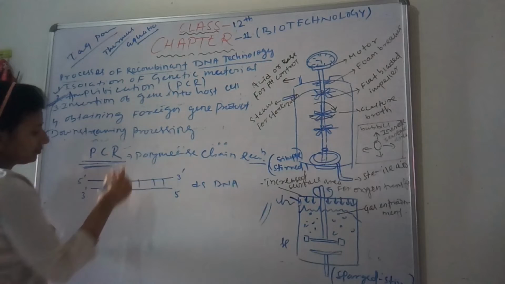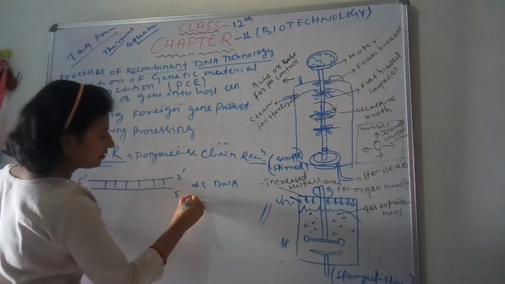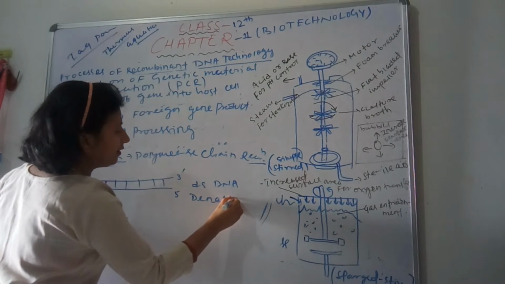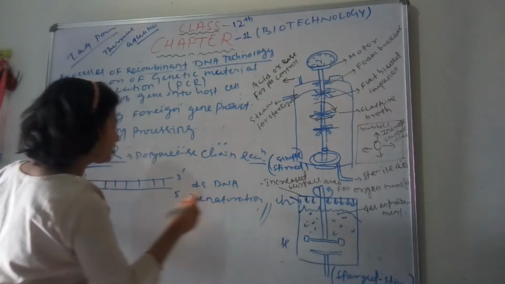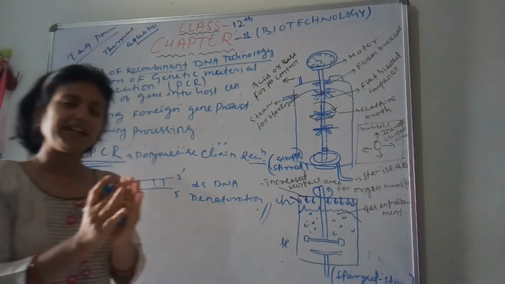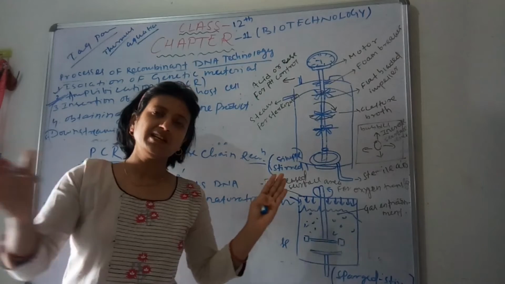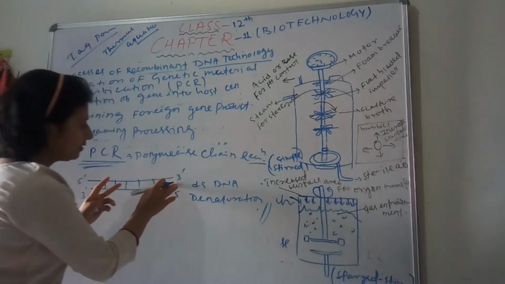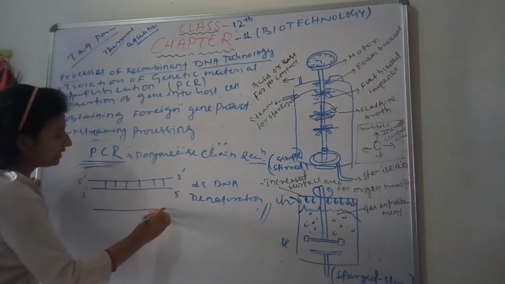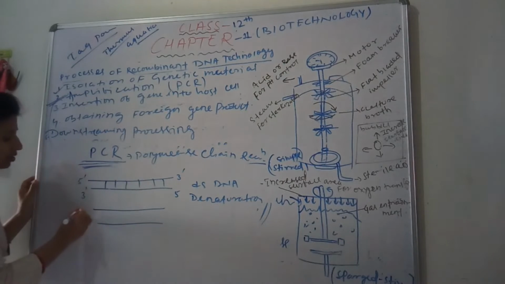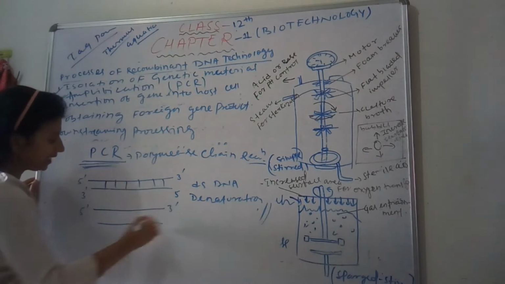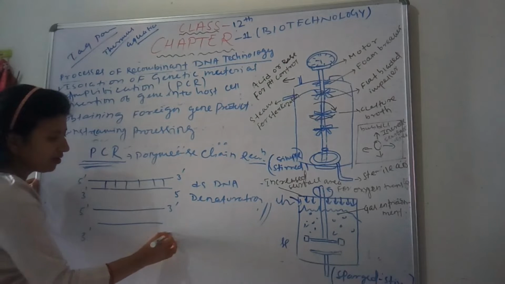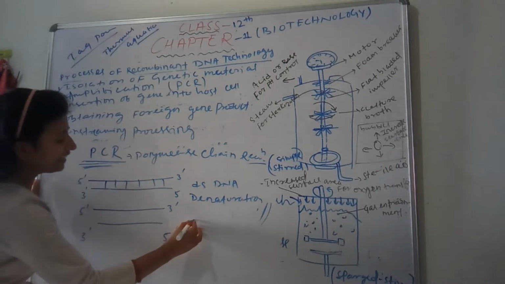One is your denaturation, in which the DNA segment gets separated, means both the strands are separated from each other and they are formed like this. So this is 5 prime to 3 prime, again 3 prime to 5 prime, and after this annealing occurs.